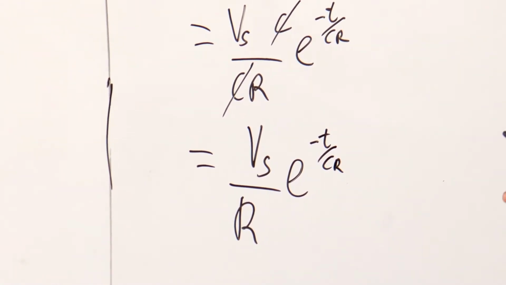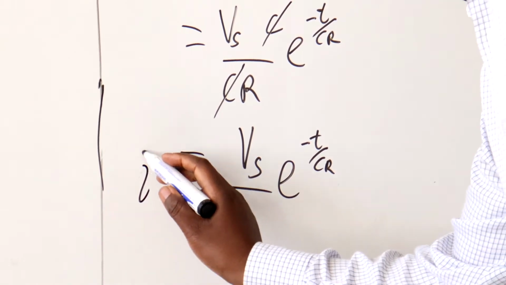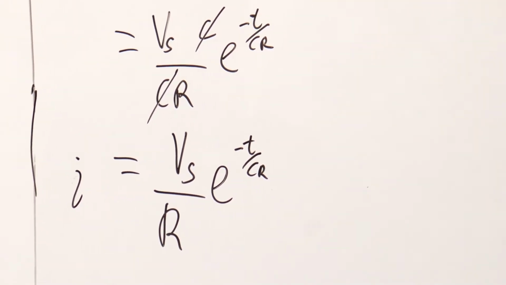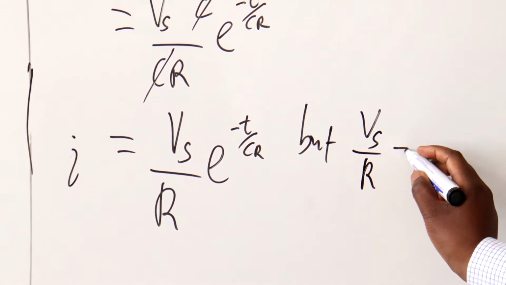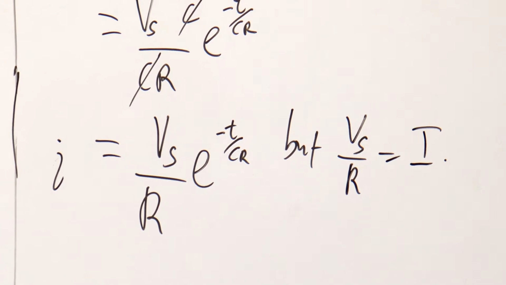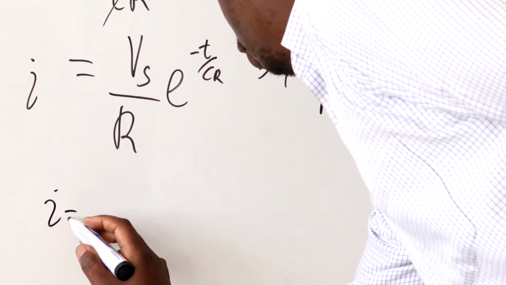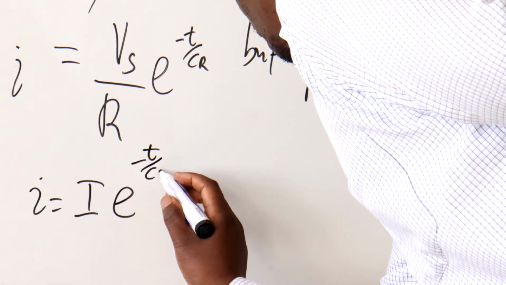But what is Vs over R? This is I. Vs over R gives us the steady state current, the DC current. Then I is supposed to be I times e to the minus t over CR.